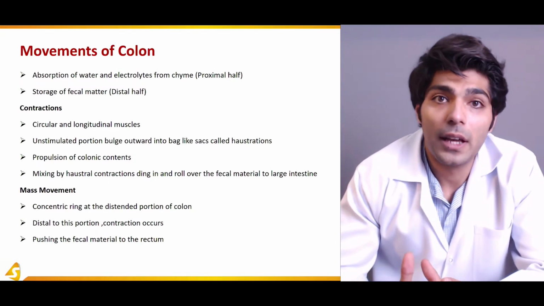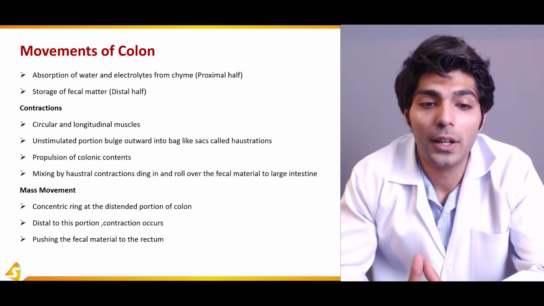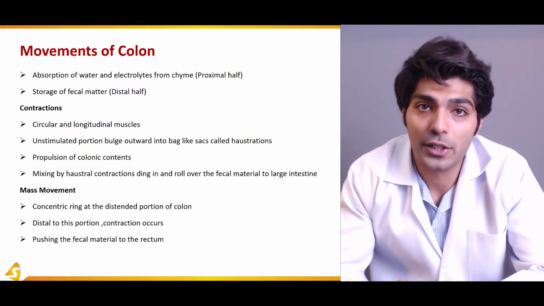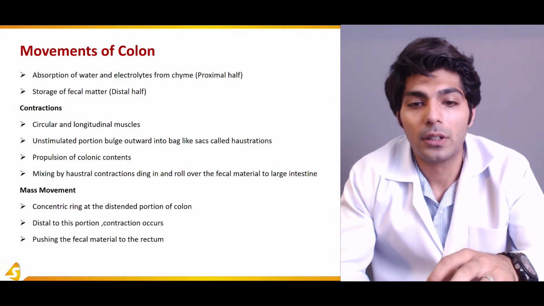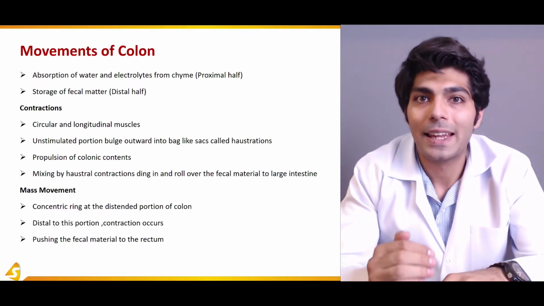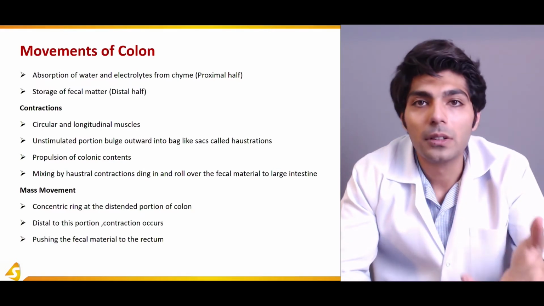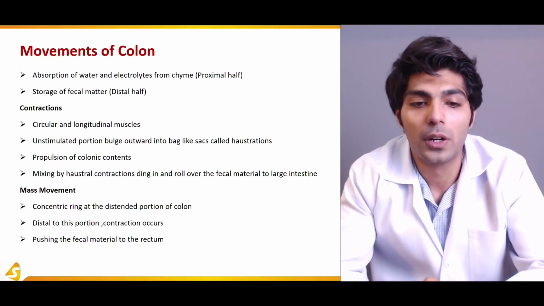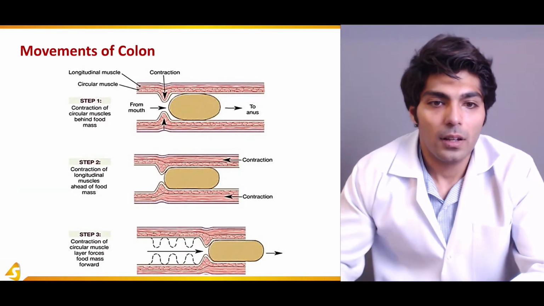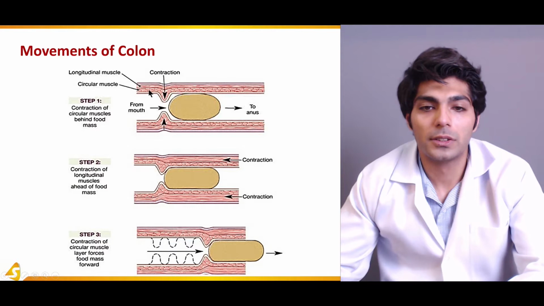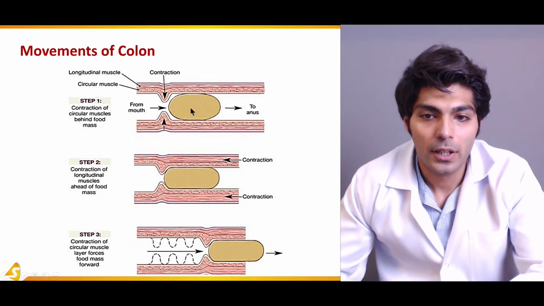Then there are mass movements. There are concentric rings at the distended portion of the colon. Distal to this portion, contraction occurs. So once the fecal matter reaches the distended portion of the colon, the portion next to that distended portion starts to contract, pushing the fecal matter into the rectum. Now these are the circular and the longitudinal muscles of the colon, and this is the fecal matter pushing towards the anus.